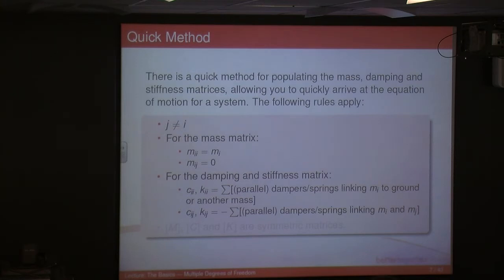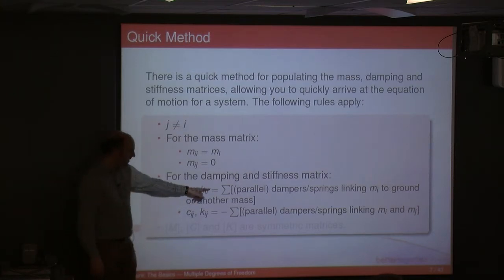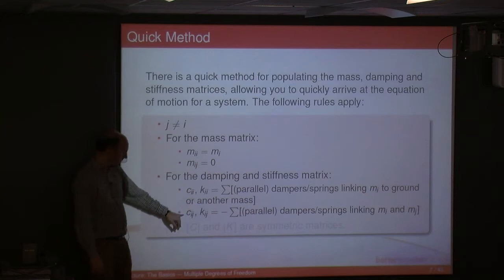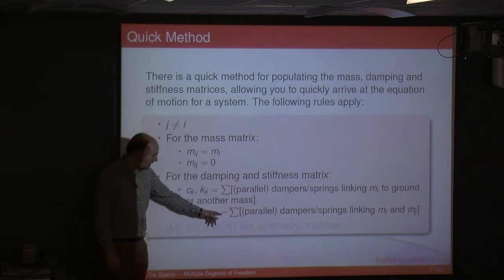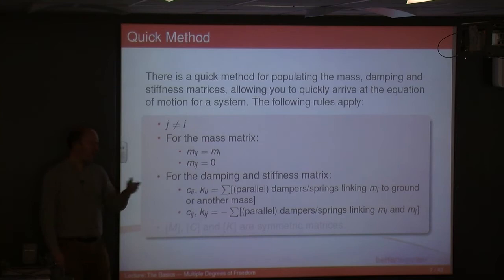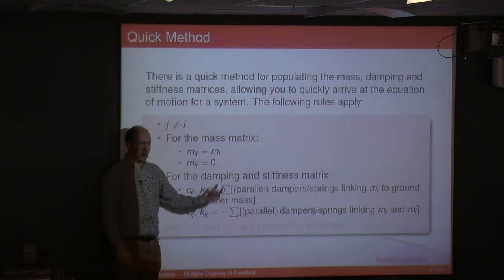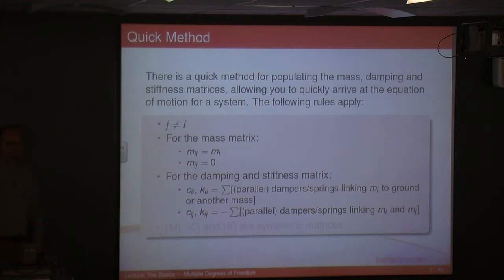So, diagonals is the sum of the springs and dampers connecting M1 to ground or to another mass. And the off diagonals is minus the sum of the springs connecting those masses together, or dampers. And that builds up your M, C and K matrices.